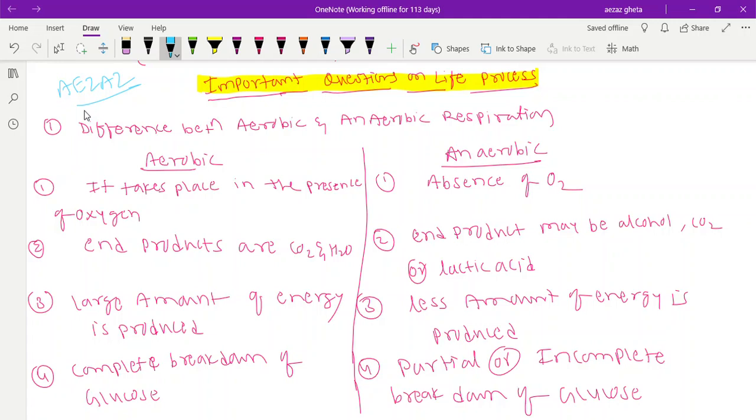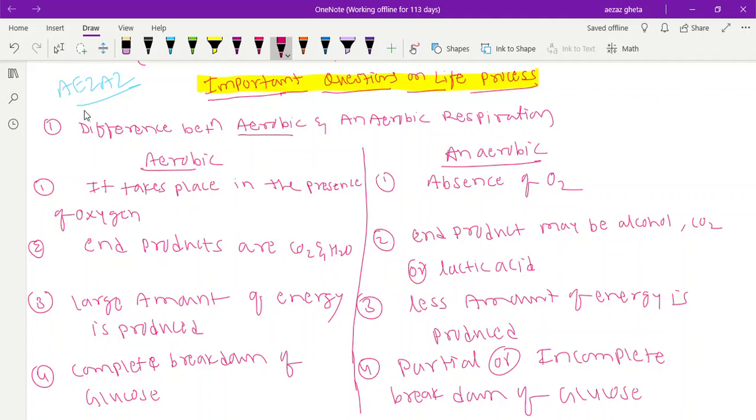Let's begin it. As your FA1s are, like you are writing or it is finished or it is coming, just a small help from our side. The important question on life process, a few important questions that will still be there. You need to refer to the whole chapter, but this is just a small help, you can say.